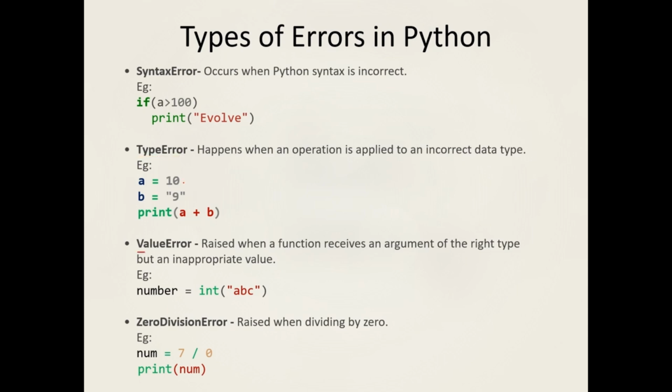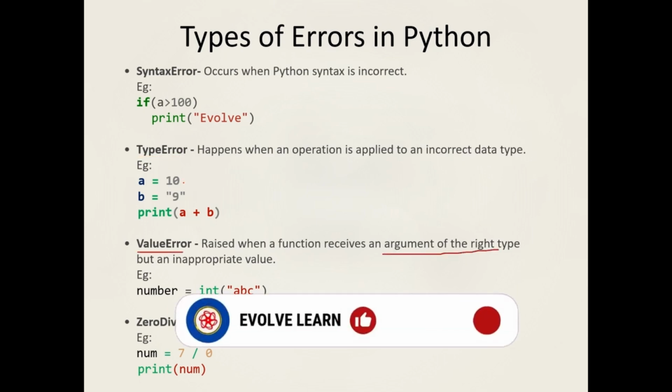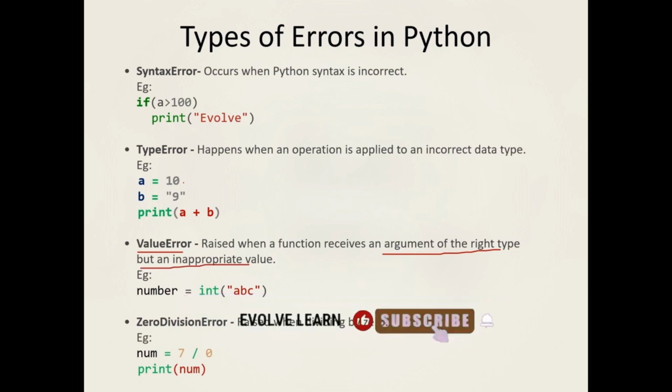A value error occurs when a function receives an argument of the right type but an inappropriate value. From this definition, you may be a little confused, but if you carefully understand the example which I am going to tell now, you can easily learn this topic. In the example, the int function is called with the argument abc. This int function is a built-in Python function that converts a given value to an integer.